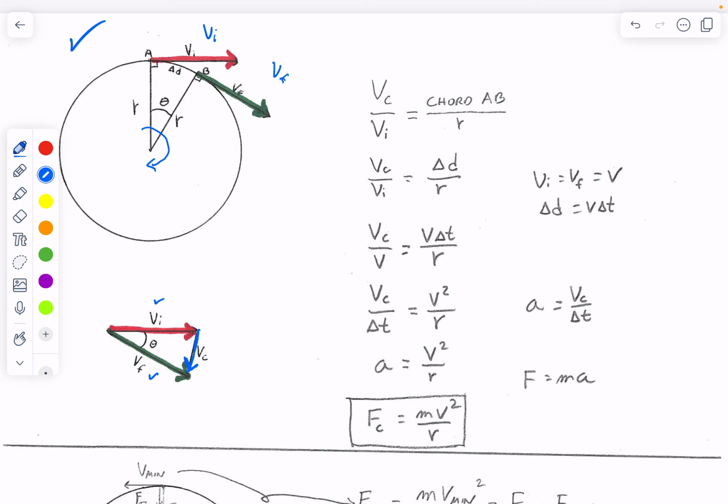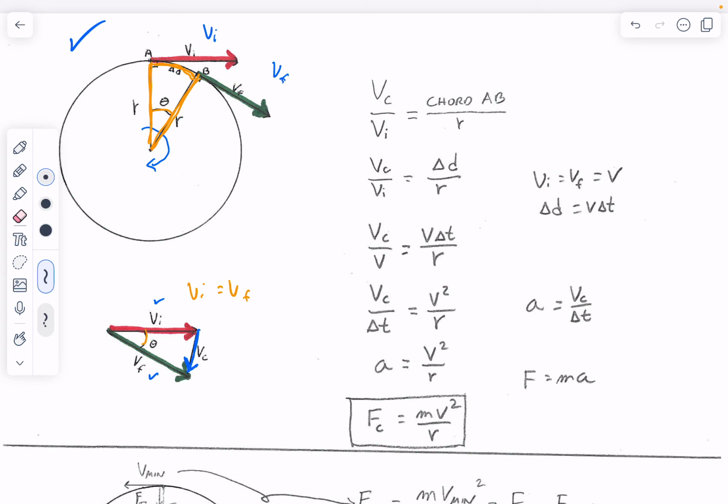Now, you'll notice we now have a triangle made up of velocity vectors. And up here, we also have a triangle made up of length vectors, right here. So we're going to make these two triangles equivalent. In other words, they have the same angle, and the two radii are the same, just like VI magnitude equals VF magnitude. So the triangles are similar.